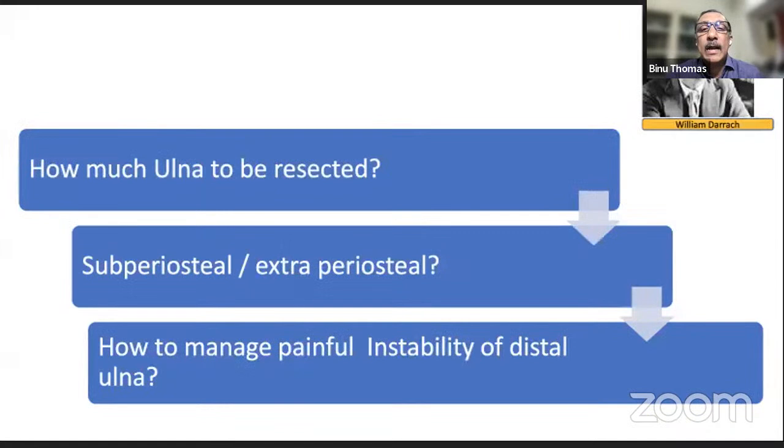The question is, in a Darrach procedure, how much ulna is to be resected? Is it a subperiosteal excision or an extraperiosteal excision? And how to manage painful instability of the distal ulna after the excision? So these are questions that are always asked whenever people discuss the Darrach procedure.